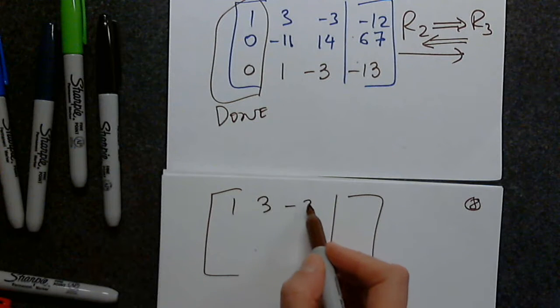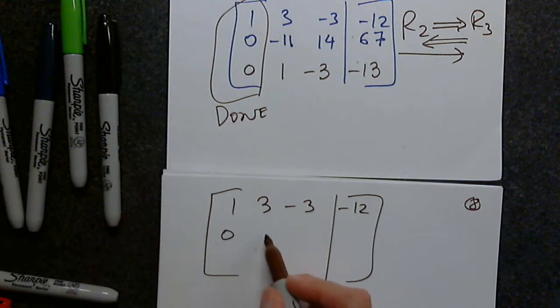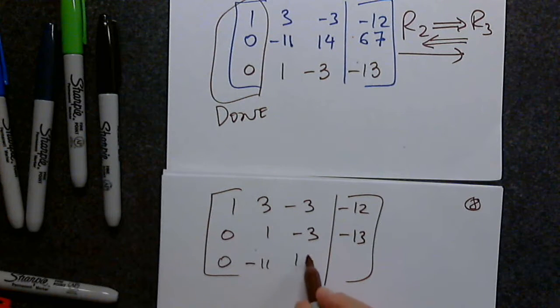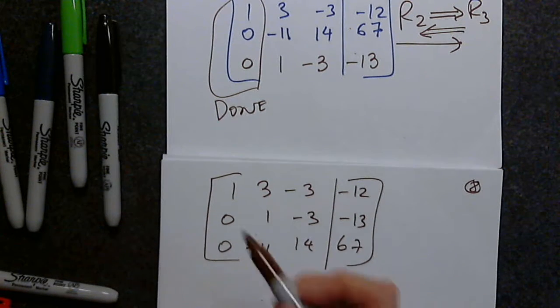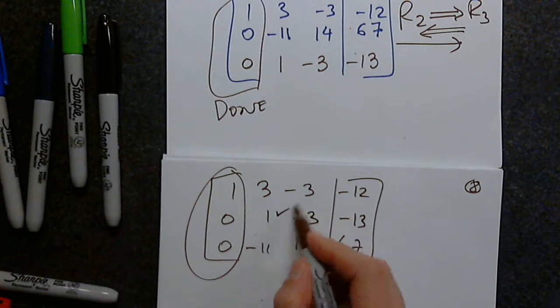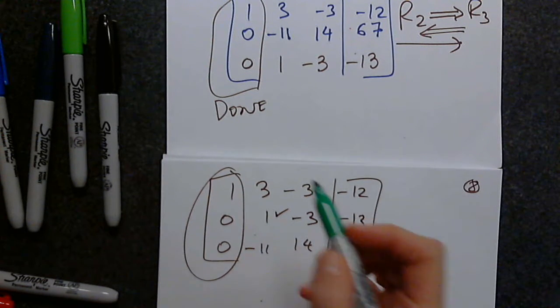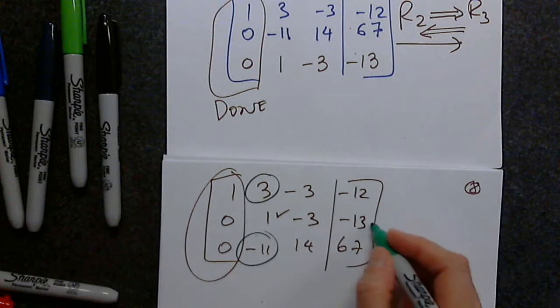1, 3, negative 3, negative 12, 0, 1, negative 3, negative 13, 0, negative 11, 14, 67. So this is all done. That's why you suggested to swap, because it was the easiest thing to do to get the 1 in the middle. Now I need to determine the zeros corresponding to that column using that 1. So I want this to change into a 0, and I want this to change into a 0.